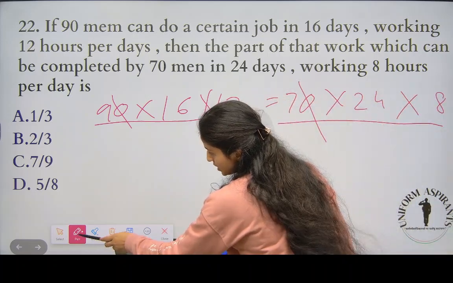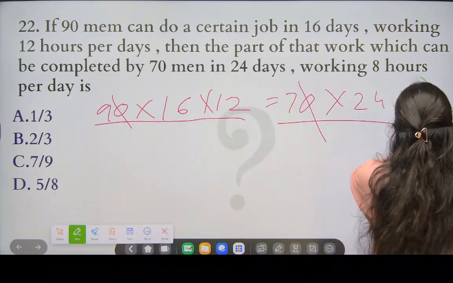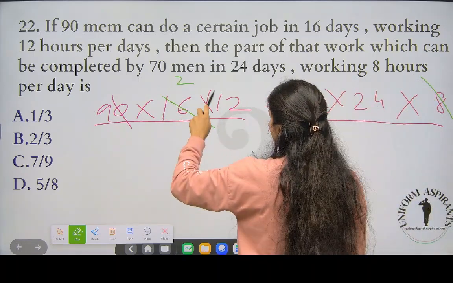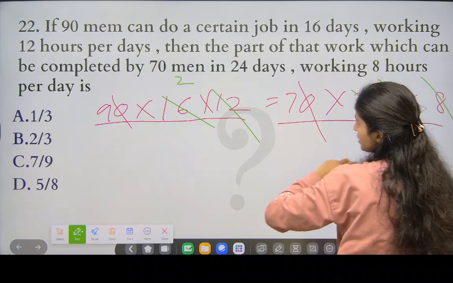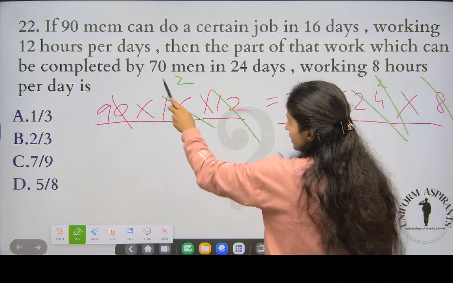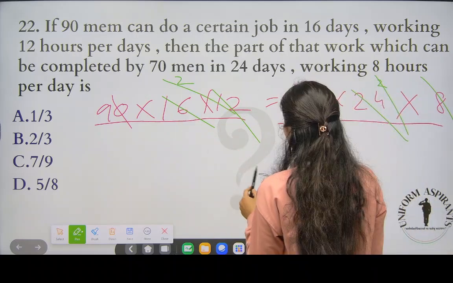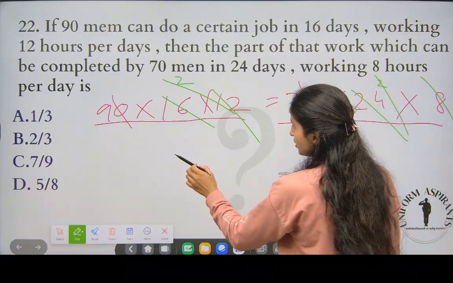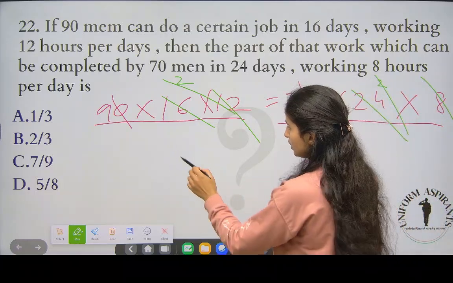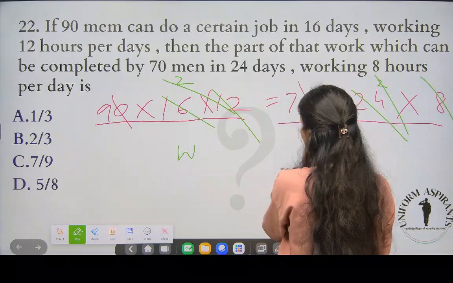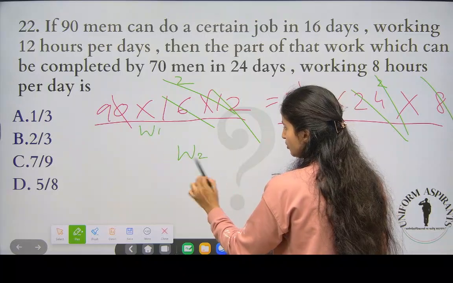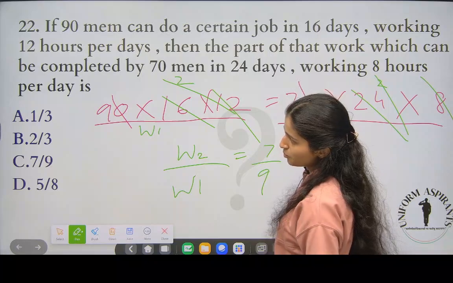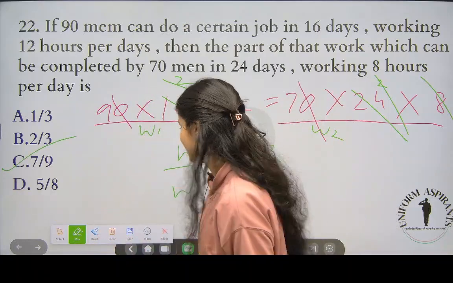Now 8 2s are 16. Yes or no? 8 ones are 8, 2s are 16. Then 12 2s are 24. Then 2 and 2 cancel. So what is the option? How much work can be done? Here it was W2 and here it is W1. So W2 upon W1 is equal to 7 upon 9. Is there an option? Yes, correct.